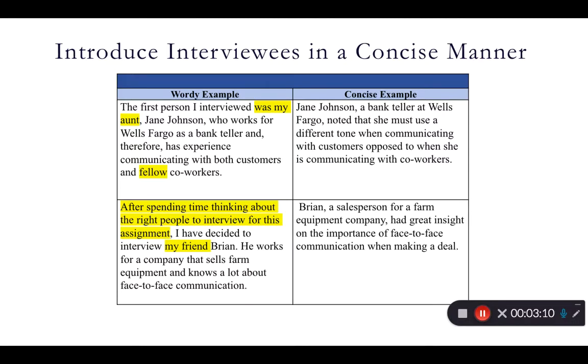Refer to your interviewees in a consistent way throughout. For example, use either their first name or Mr. and Ms. and their last name. Switching back and forth makes it difficult for your reader to keep track. Use specific names instead of my first interviewee and my second interviewee. This makes it easier for the reader to keep track of who you're referring to and creates a concise message.